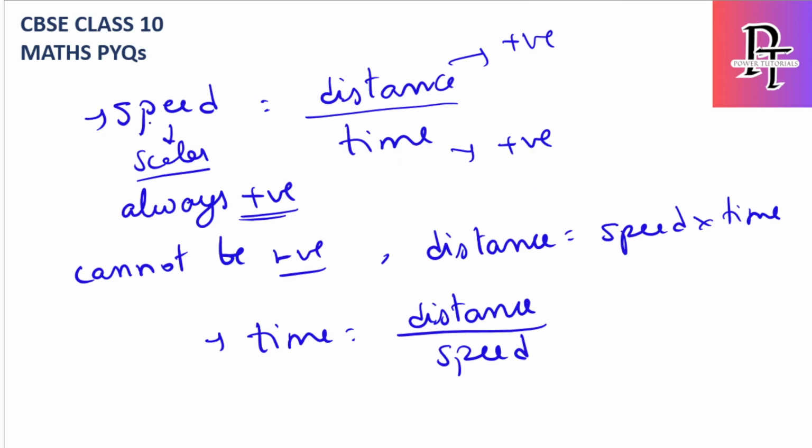And what is the formula of speed? Speed is equal to distance by time. Speed, distance and time, all three are scalar quantities, so they will always be positive, there will not be any direction, and they cannot be negative. So if in the end you get negative values of speed, distance or time, we have to consider only the positive part, we should not consider the negative part. For example, if we got plus 3 and minus 6 as values, then we have to consider only plus 3, we should not consider minus 6 as a value. Okay.